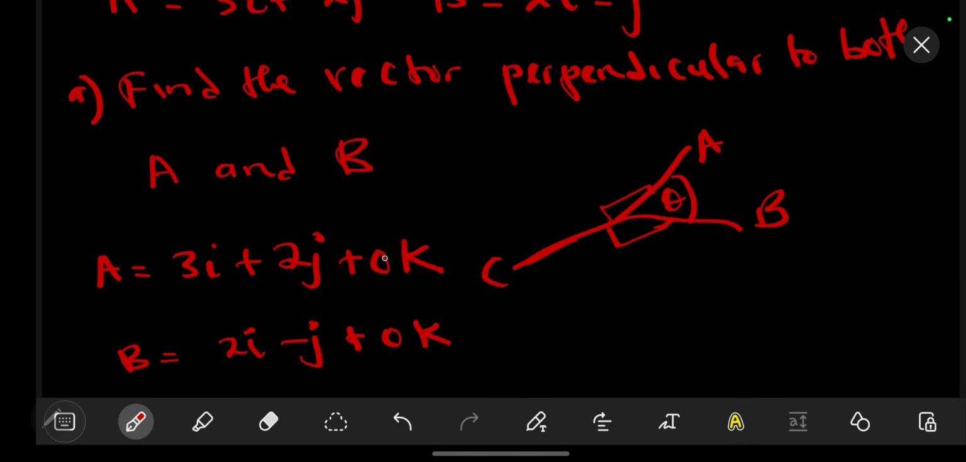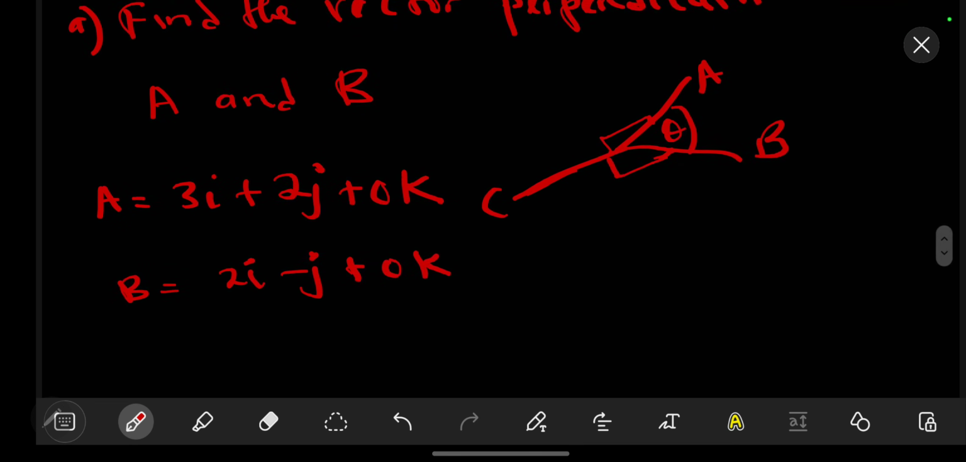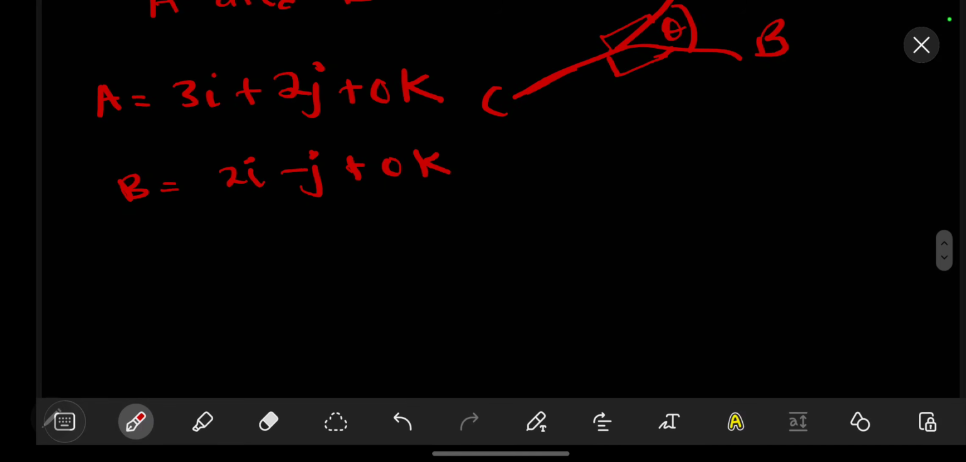I haven't changed anything by introducing 0. The k is there, it's just that it's equal to 0. So to find the vector perpendicular, we are finding the cross product. So our A cross B should be equal to, we are going to do this. We put our i, we put our j, we put our k like that.